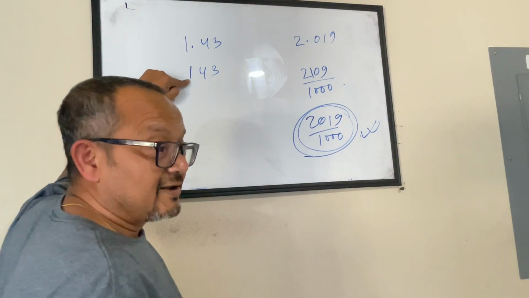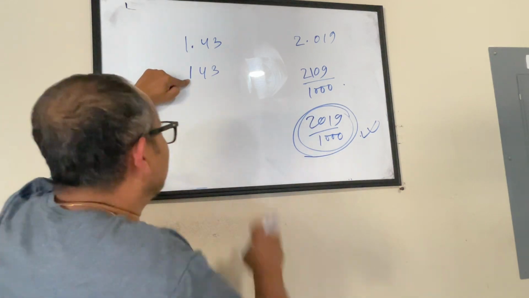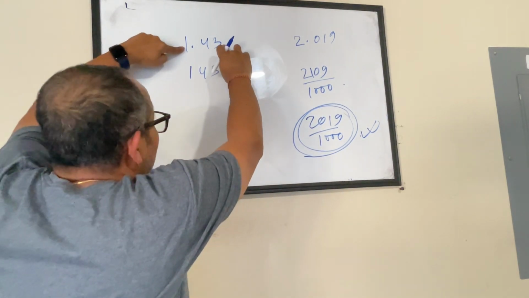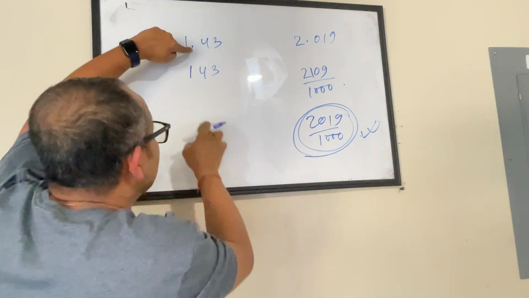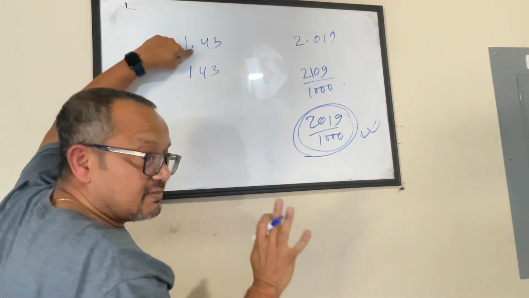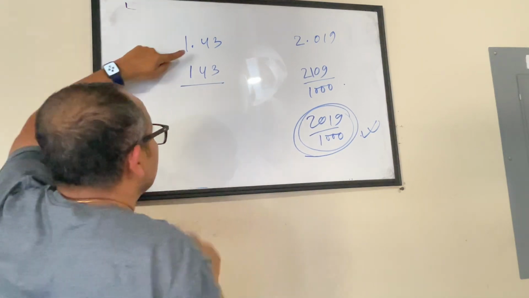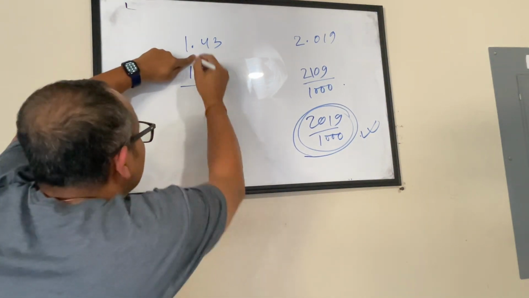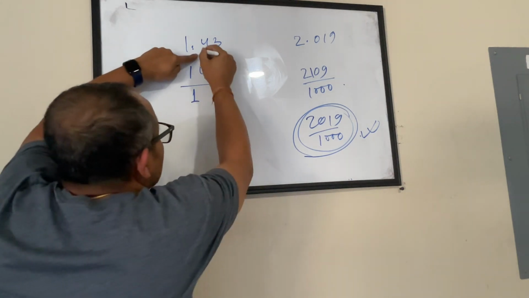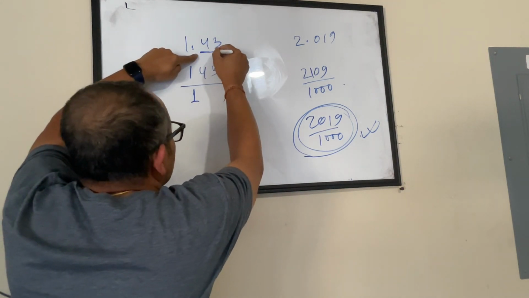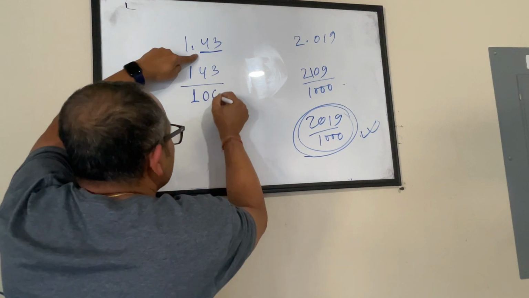This 143, what did I say? Whatever you have, you don't have to eat anything. You have to just put it as is. Only thing you can eat is the decimal for a little bit. Then you cannot eat it. So I'm saying 1 decimal, put a 1. And then count how many digits you have. 1 digit, 2 digits. So 2 digits, 2 zeros. Done.